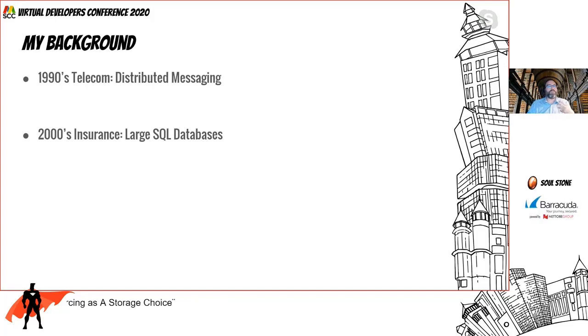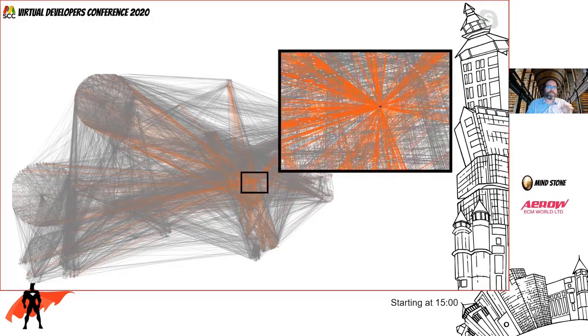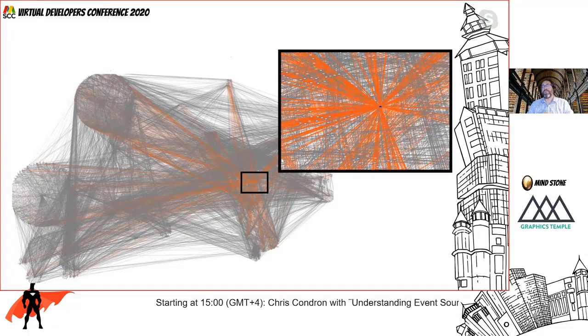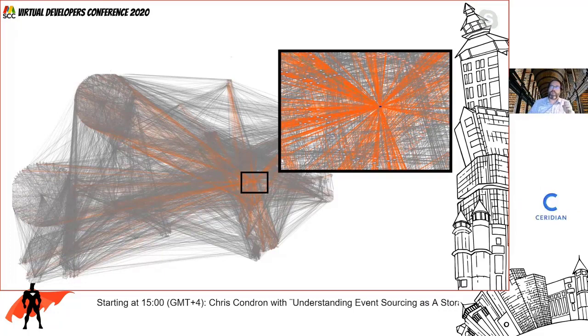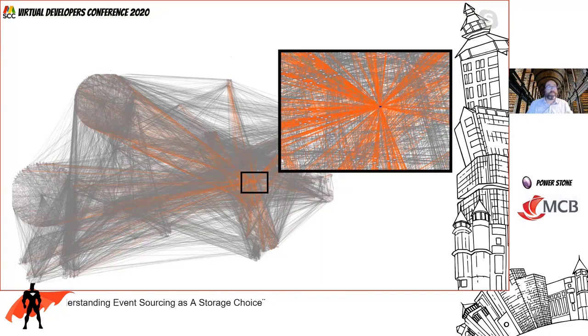Then in the 2000s, I moved into large SQL databases at insurance companies. Really large, complicated relational databases. This is a diagram of one database that was used in a company that had multiple database instances. This is one of the core tables, surrounded by, you can just barely see, all the various stored procedures. So this is an example of a large centralized system. This company also had mainframes. Hard to change, hard to recover. Everything comes to the central office.